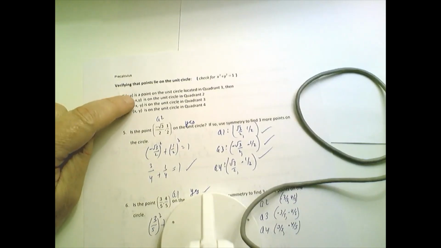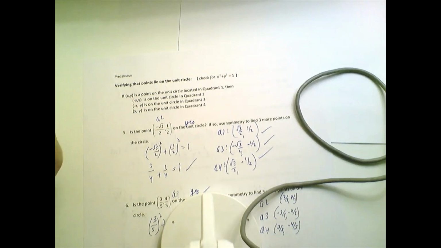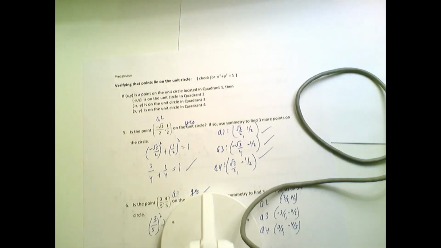Negative x, y will be located in quadrant 2. Negative x, negative y, located in quadrant 3. x, negative y, located in quadrant 4.